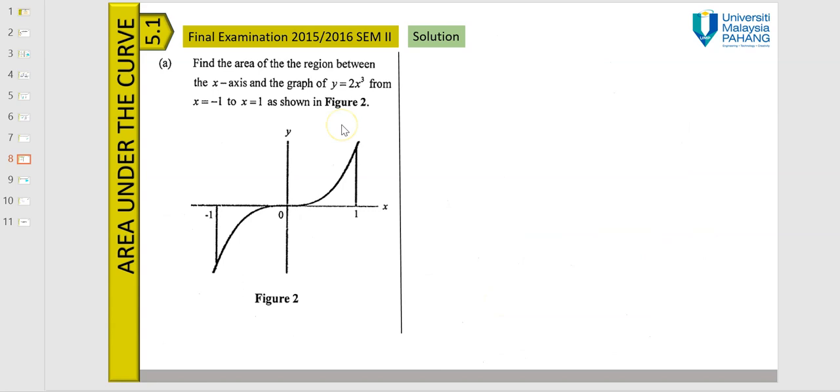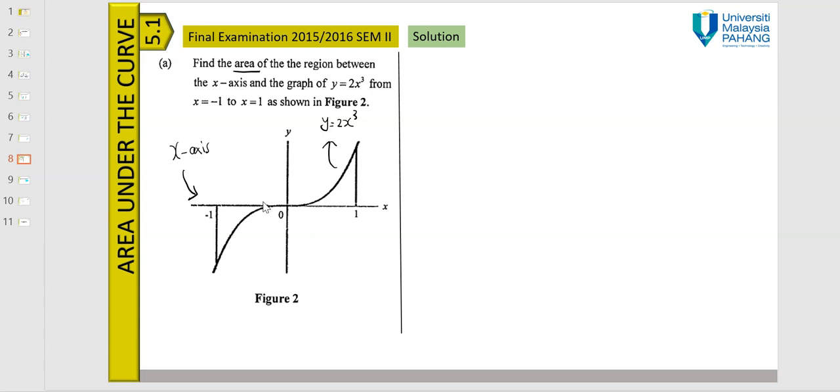Now we look at this example. I select one problem from the final examination, 2015-2016 semester 2. So you are asked to find the area of the region between the x-axis, so this is your x-axis, and the graph of y equal to 2x cubed. So we have a curve representing the cubic function. Okay, all the curve here is your y equal to 2x cubed. Then from x negative 1 to 1, as shown in figure 2.